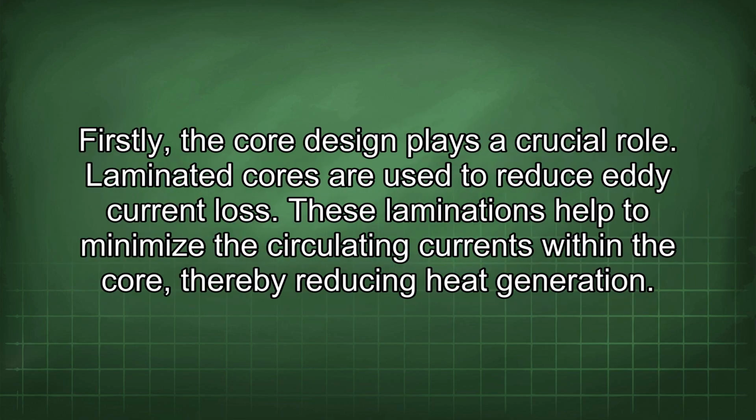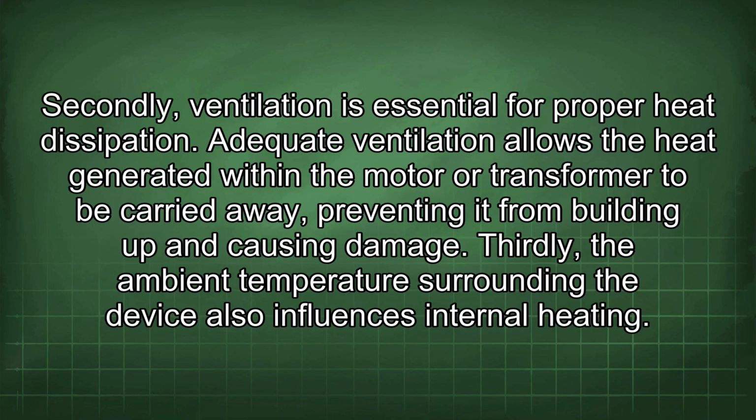Firstly, the core design plays a crucial role. Laminated cores are used to reduce eddy current loss. These laminations help to minimize the circulating currents within the core, thereby reducing heat generation. Secondly, ventilation is essential for proper heat dissipation. Adequate ventilation allows the heat generated within the motor or transformer to be carried away, preventing it from building up and causing damage. Thirdly, the ambient temperature surrounding the device also influences internal heating.